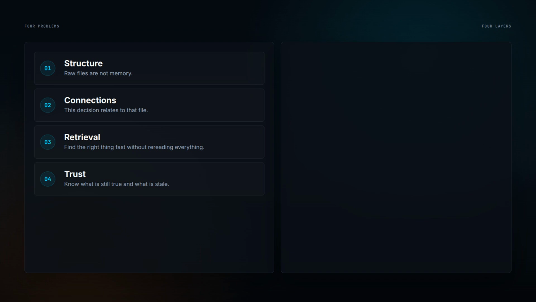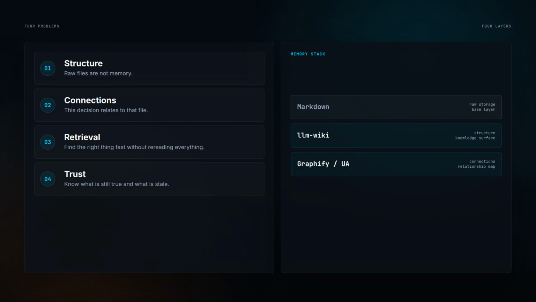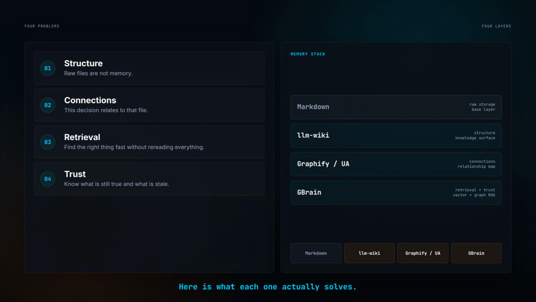4 problems, 4 layers. Markdown as the base. llm-wiki for structure. Graphify or understand anything for connections. GBrain for retrieval and trust. Here is what each one actually solves.